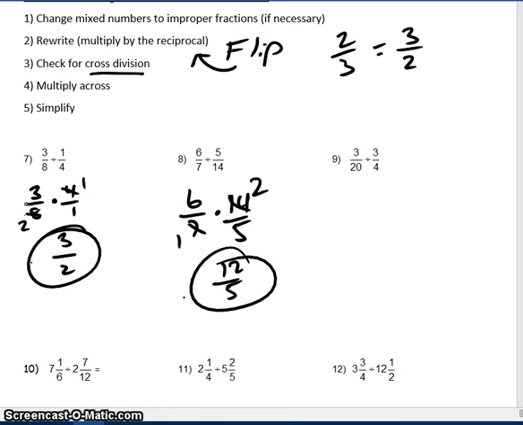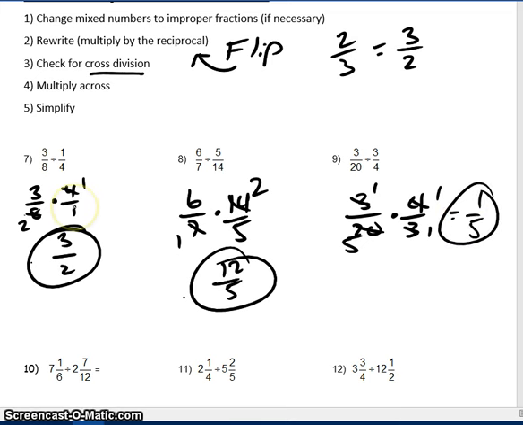Do I have any mixed numbers? No. So we rewrite. Multiply by the reciprocal. Do you see any cross division? Yes, we actually got it in both spots here. 3 fits into 3 once and 3 fits into 3 once. I also see that 4 fits into 4 once and 4 fits into 24 times. Again, we've got to find a number that fits into both of them. Now look at that, 1/5. We've got it.